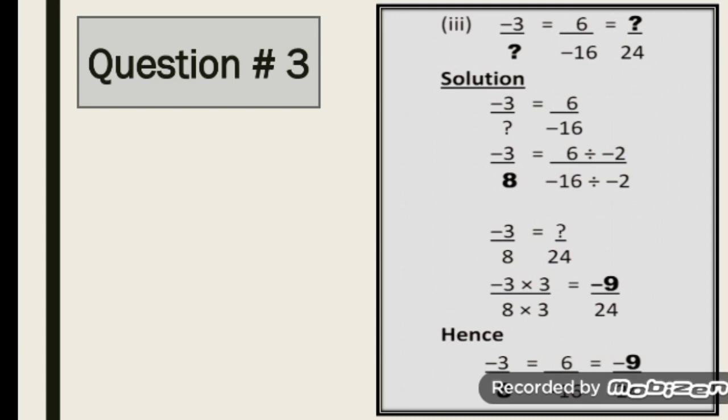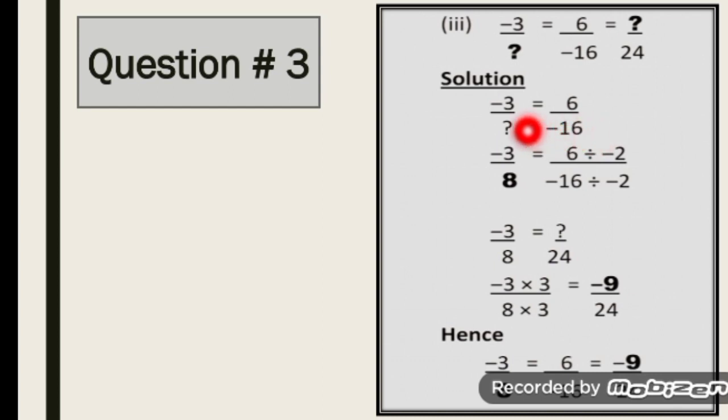Now we will solve part 3 of question number 3. Here 3 equivalent rational numbers are given. In this rational number, the denominator is missing and in this rational number, the numerator is missing. First, we find the denominator of this rational number. We will write this rational number equal to this rational number. Minus 3 by blank is equal to 6 by minus 16.